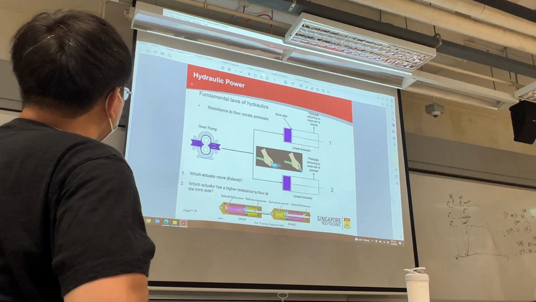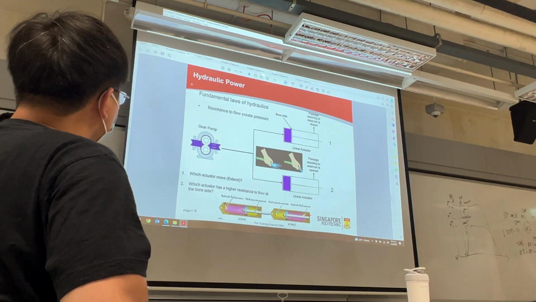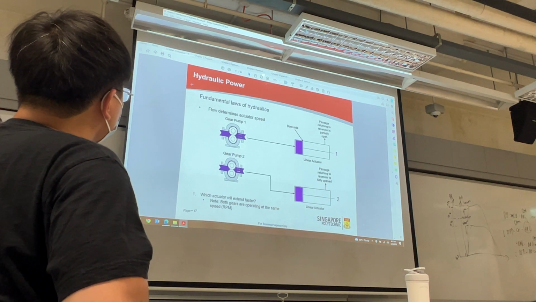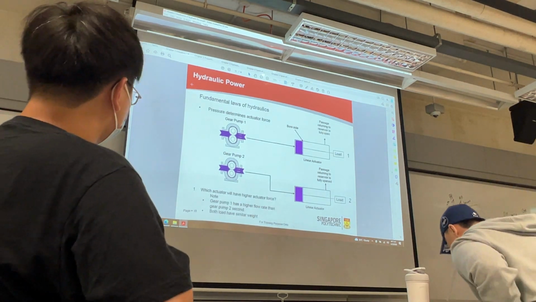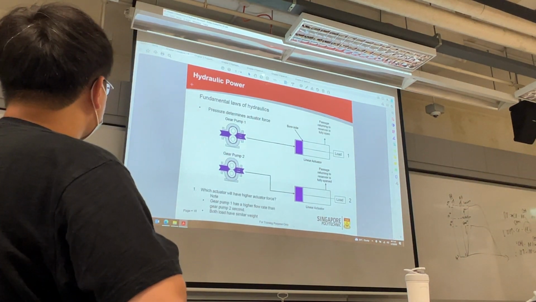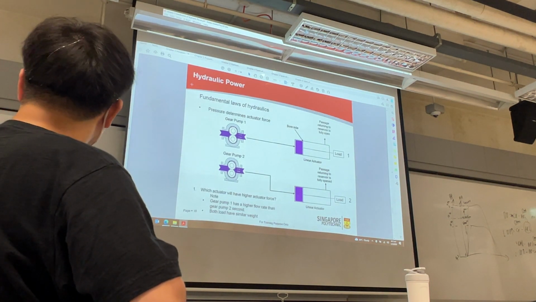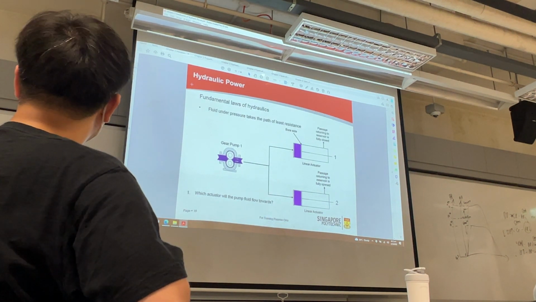Now, resistance to flow creates pressure. Flow determines the actuating speed, and pressure determines the force. Very important. If your landing gear is so heavy and you have no pressure, then how to raise the gear? Ask the co-pilot, go down and push.